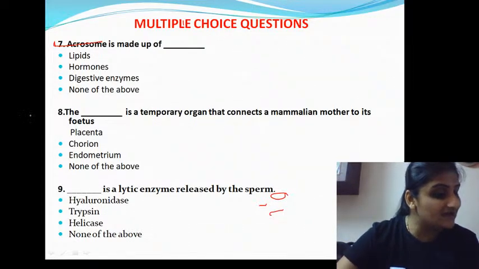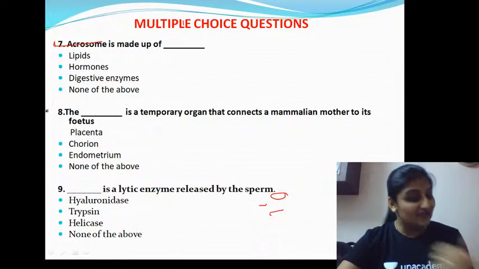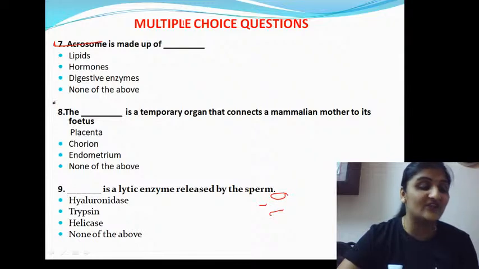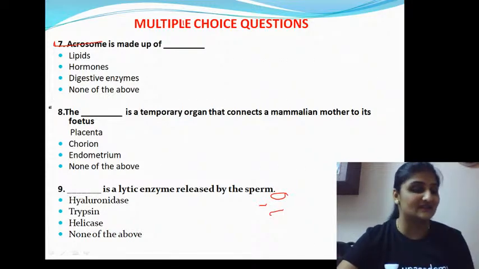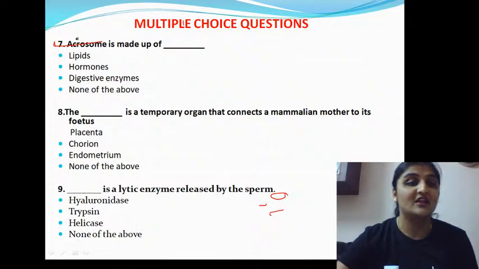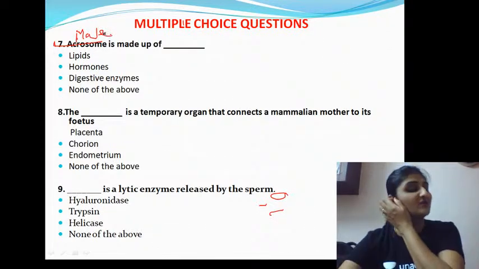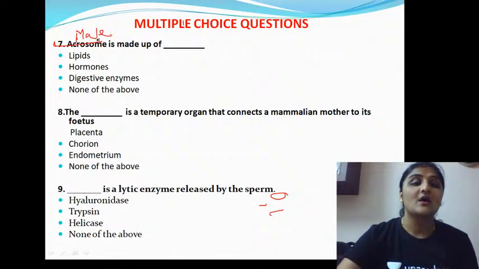Yes, I can see everybody. Welcome, new learners who are joining me. A few students are saying it is connected with the male reproductive system. Correct, it is the male reproductive system. But what is it made up of? First level you have crossed: you have identified it is related with the male gamete, that is the male sperm. Now go for the options.